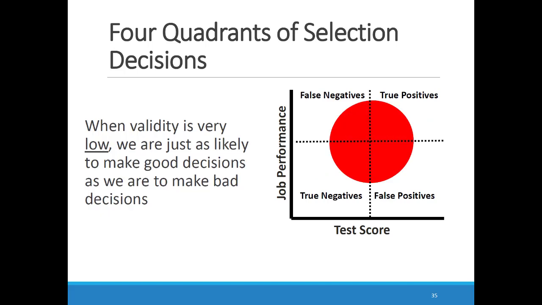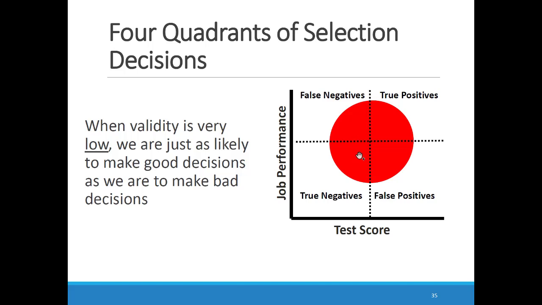On slide 35, we have a graphical representation of what happens when validity is very low. When validity is very low, we don't have that oval shape or that line that we saw in previous slides. Instead, we have a circular pattern of results in terms of people performing well or not so well on the test score, and then performing well or not so well at work.